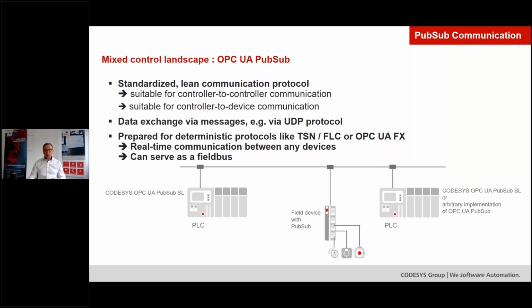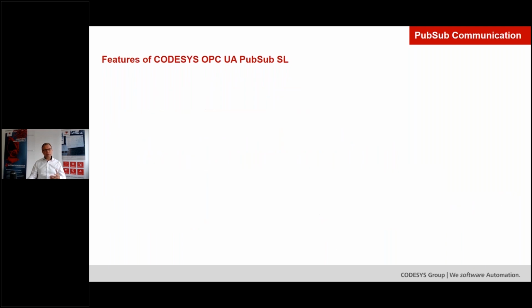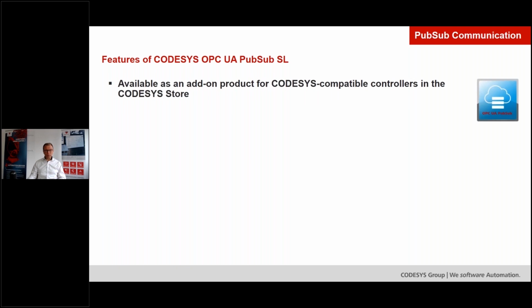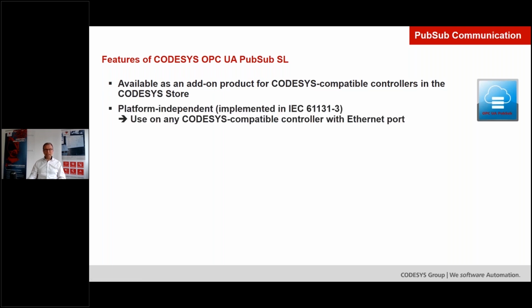Now, how is OPC UA PubSub implemented in CODESYS? Simply by a product which you can get from the CODESYS store. Now, this is the icon for it. It's called CODESYS OPC UA PubSub SL. So a single license product which you can use on almost any CODESYS compatible controller. The only thing is that you need an Ethernet port.